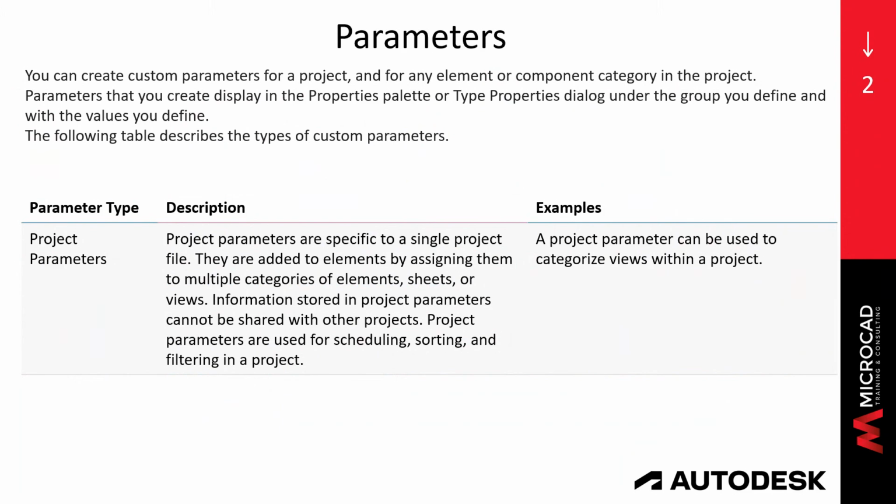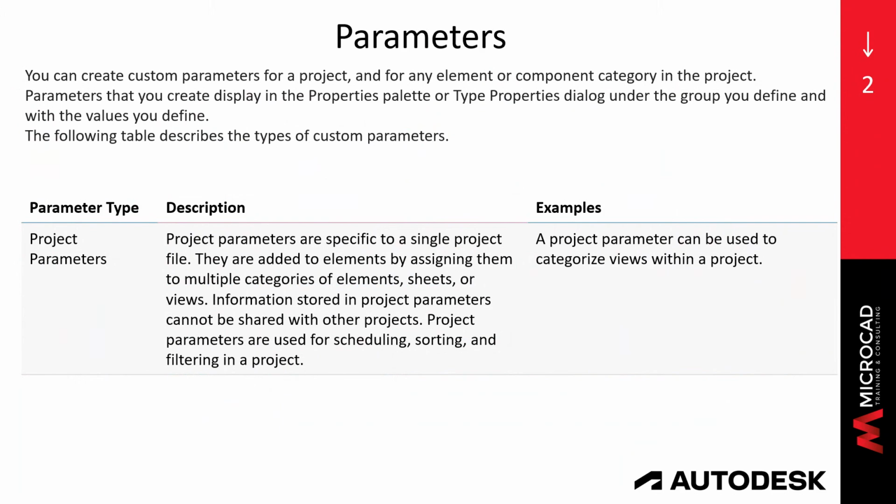Revit handles 3 main types of parameters. One is the project parameters, and project parameters are specific to a specific project. You can include them, and I advise to include them in a template if you have your company's template. They can be added to elements or assigned to multi-categories of elements. They can be added to sheets or to views.